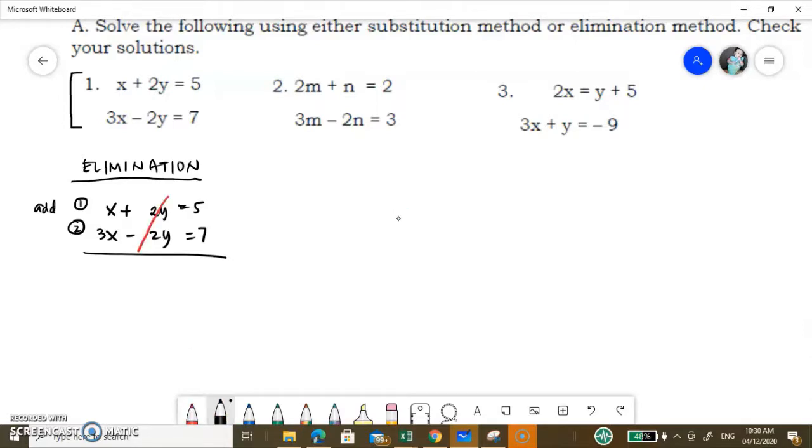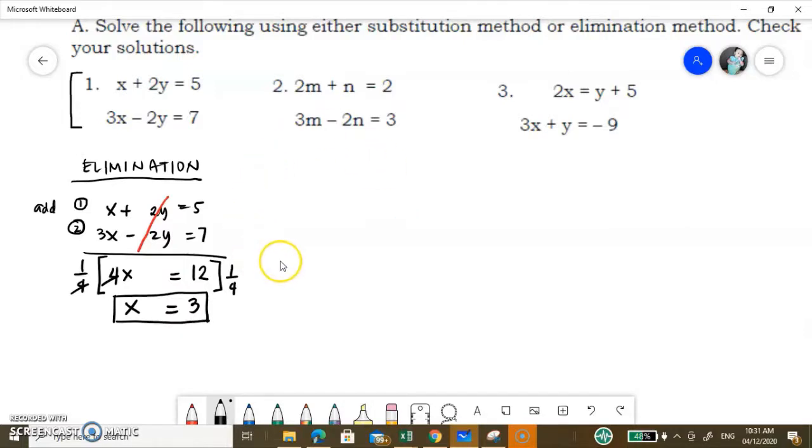So, we combine similar terms. So, x plus 3x, isang x plus tatlong x, that would be 4x. And then 5 plus 7 is 12. So, to solve for x, we can multiply 1/4 to both sides of the equation, or you could say divide 4 to both sides of the equation, divide it by 4. So, parehas din yan. So, x would be equal to 12 over 4, which is equal to 3. So, we now have the value for x.